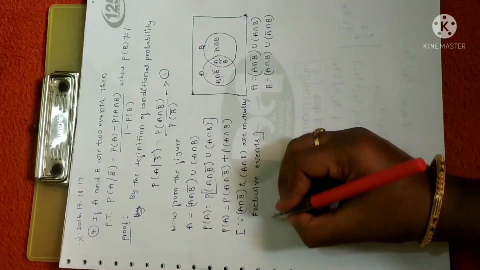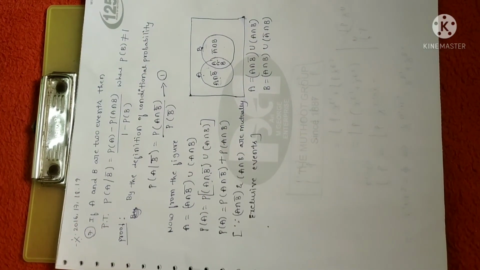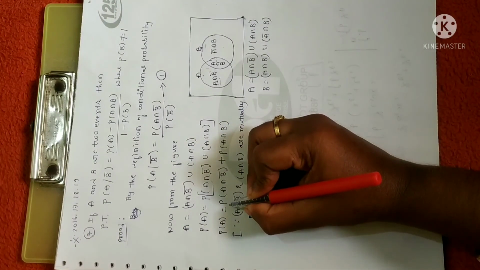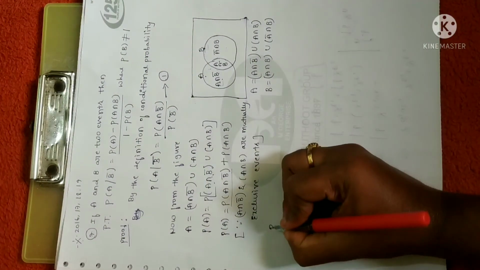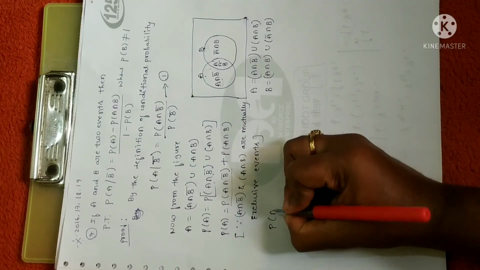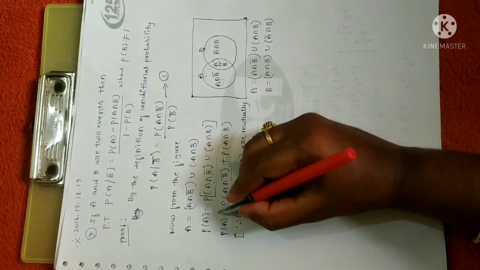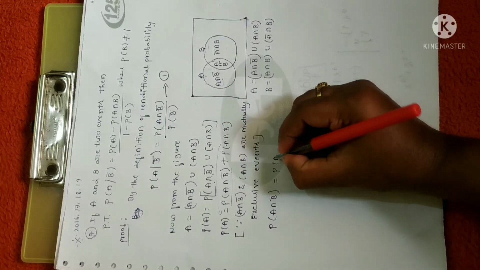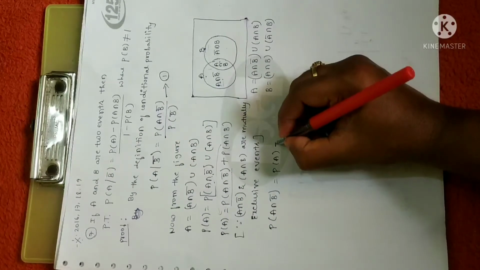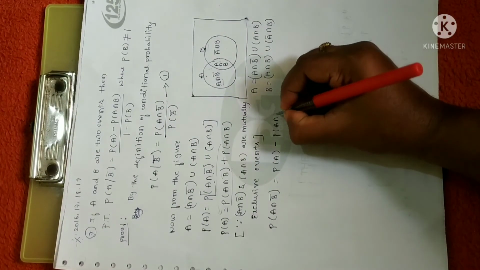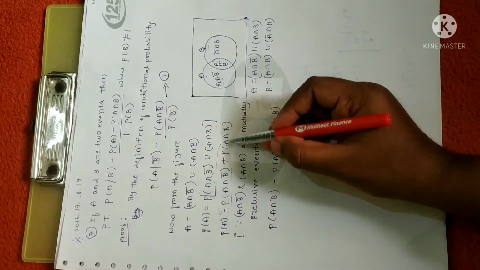Fine. Now let me consider the above equation. I am going to extract the value of this term, that is, I am going to keep P of A intersection B bar as it is. Now I am going to shift the other term to the other side. So you will get P of A as it is, and since I am shifting this, you will get a minus sign, minus P of A intersection B.